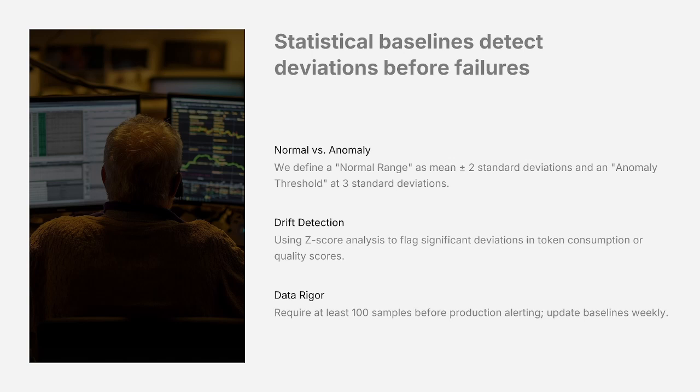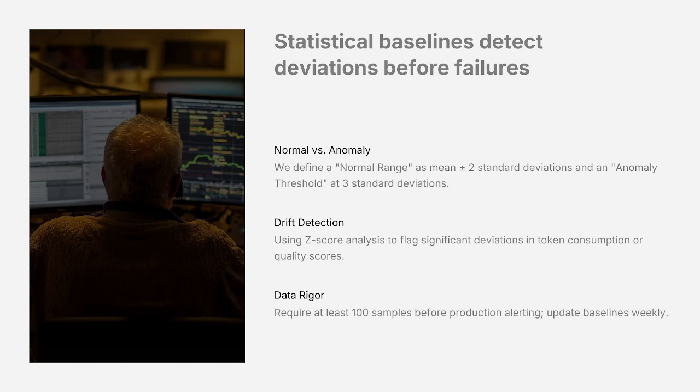So statistical baseline detects deviation before failures, normal versus anomaly. We define a normal range as mean plus or minus 2 standard deviations and an anomaly threshold at 3 standard deviations. So you define your normal range and an anomaly threshold so that your agents do not operate beyond those set baselines. Also make sure you implement drift detection.